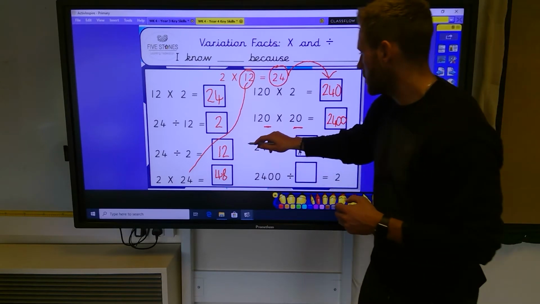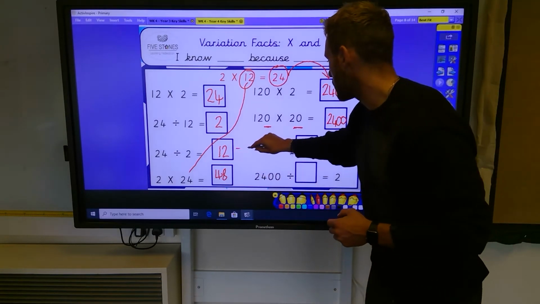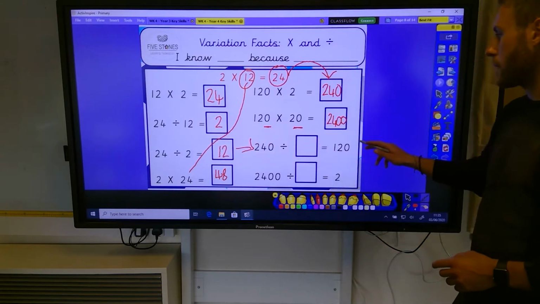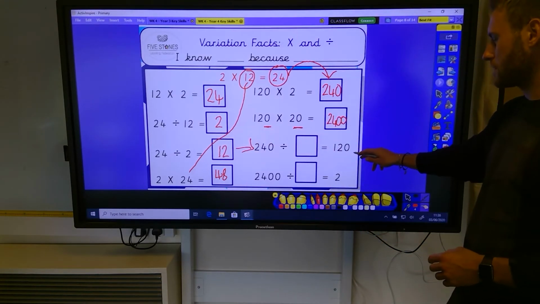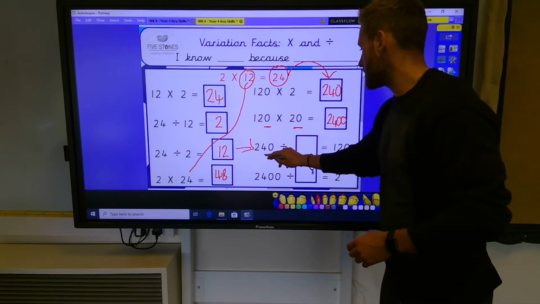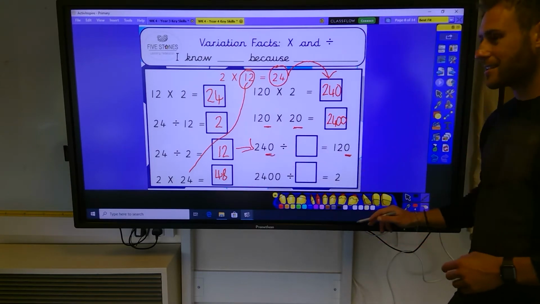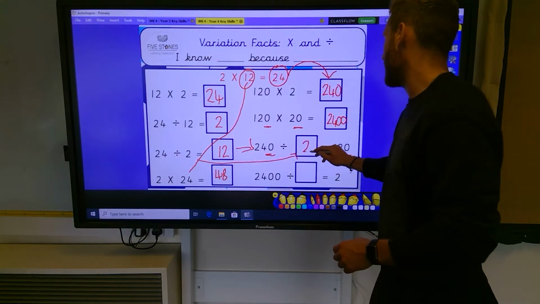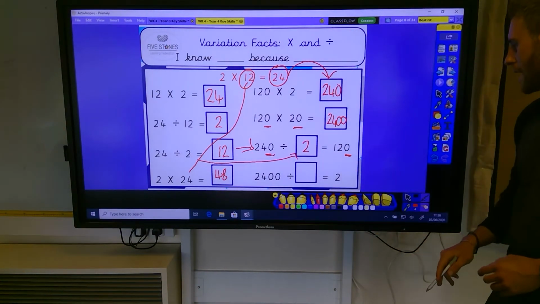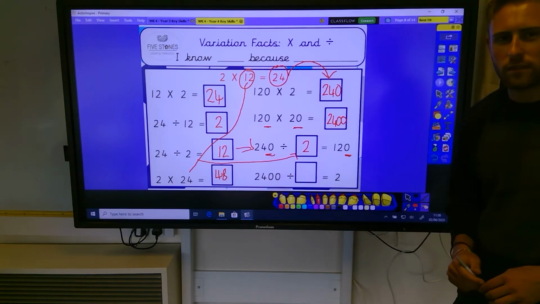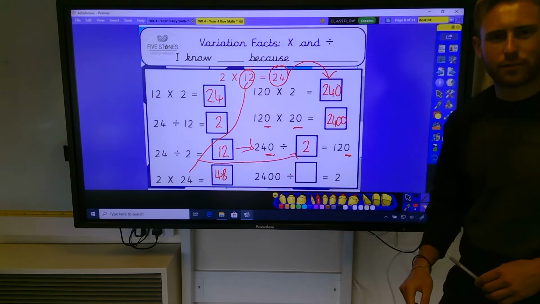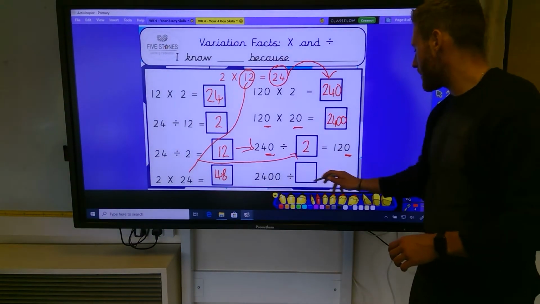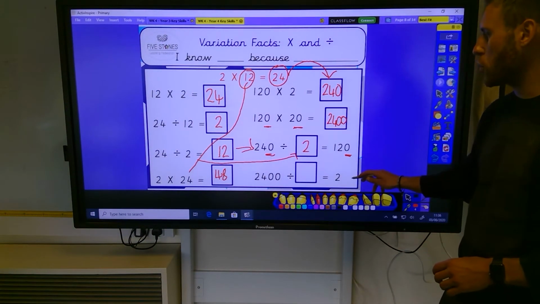Looking at the division number sentence, I think we're matching up with this one. So actually, instead of 24 divided by 2, we get 120. So this is 10 times more. This is still 10 times more, meaning that this mustn't have changed. But now this time, 2,400, fantastic. Divided by something equals 2.